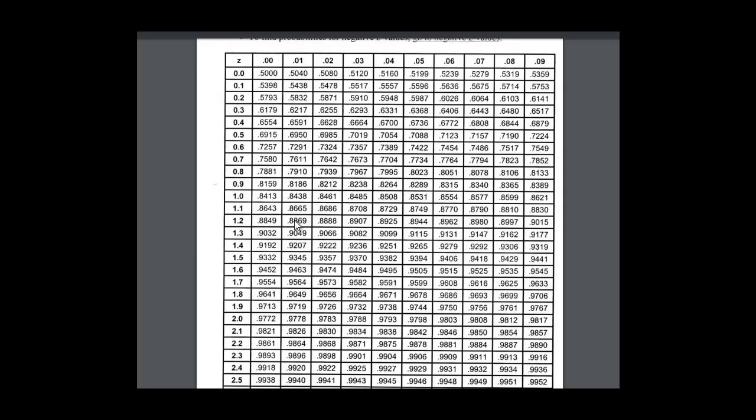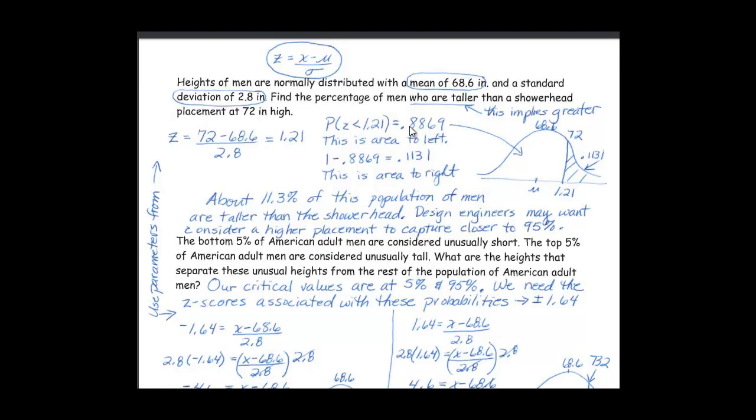1.21 would be this row and this column. So that comes out to be 0.8869. That is how we got this probability here. This statement is just meaning the probability that our z value is less than 1.21 would be 0.8869. In other words, 88.69% of the population would fall below this z-score, or to the left of this z-score.